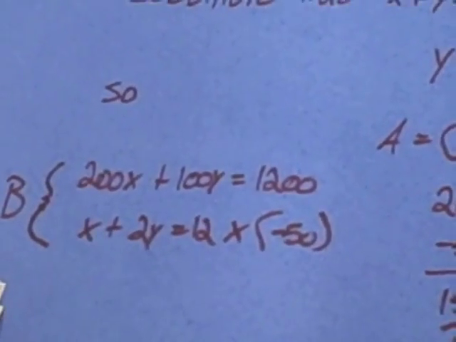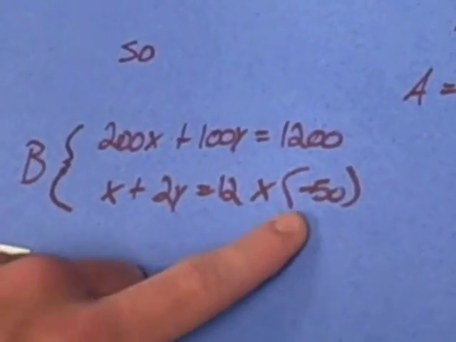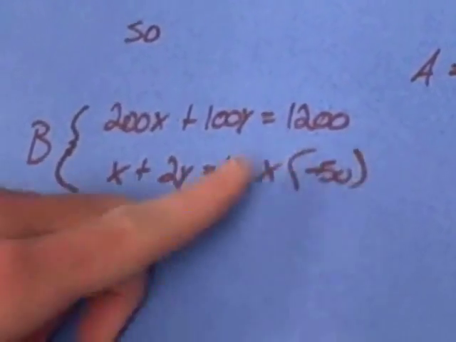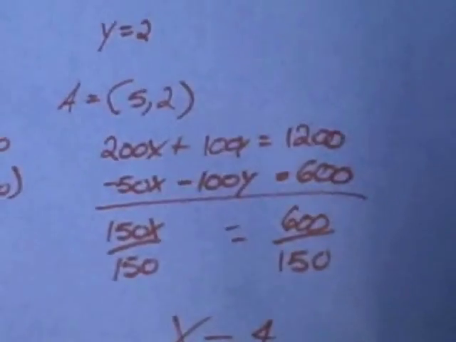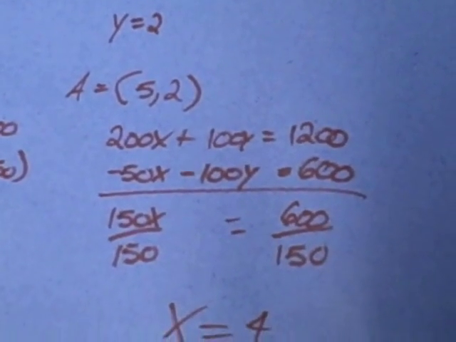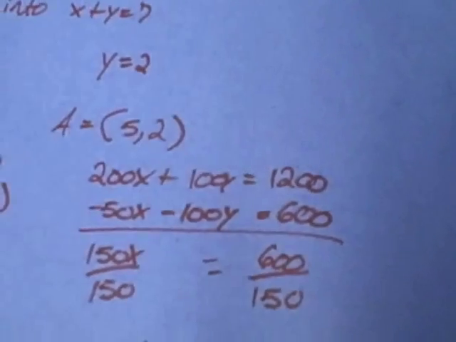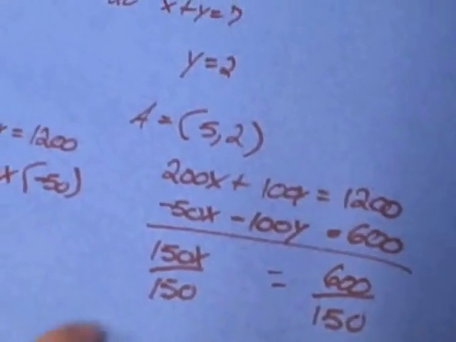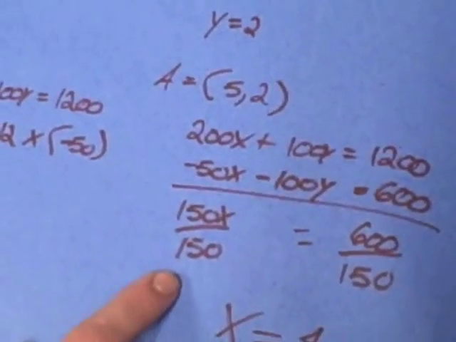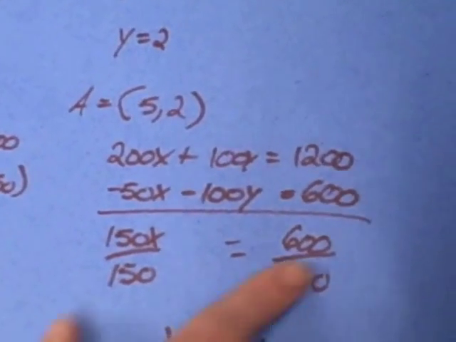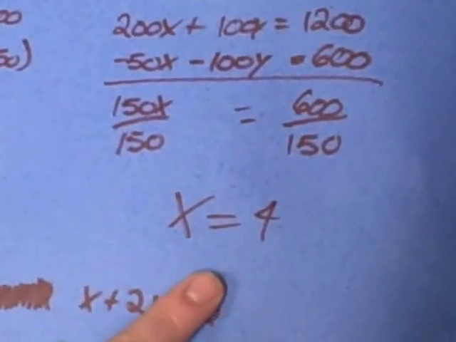So for B, we have 200x plus 100y equals 1200 and x plus 2y equals 12, multiplied by negative 50. And then 200x plus 100y equals 1200, negative 50x minus 100y equals negative 600. So 150x over 150 equals 600 over 150, which equals 4. So x will equal 4.